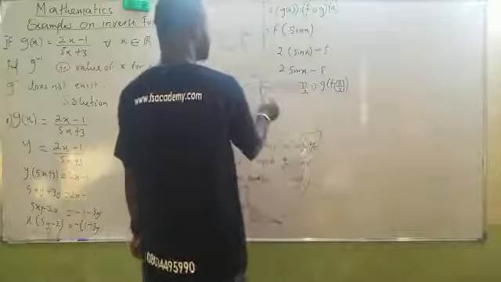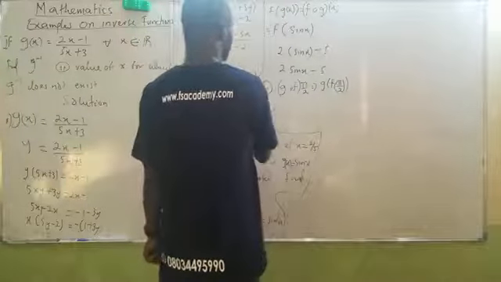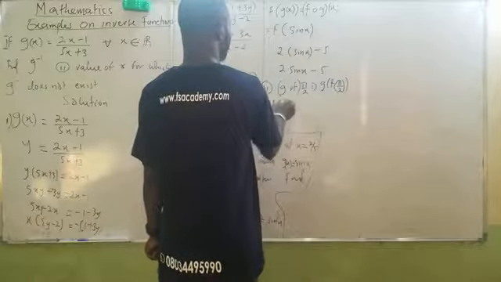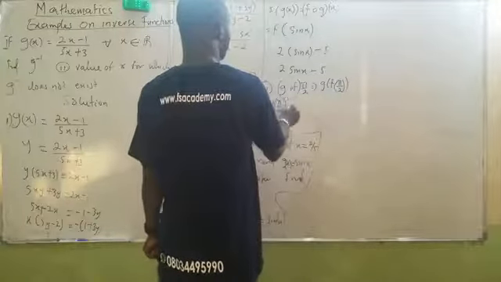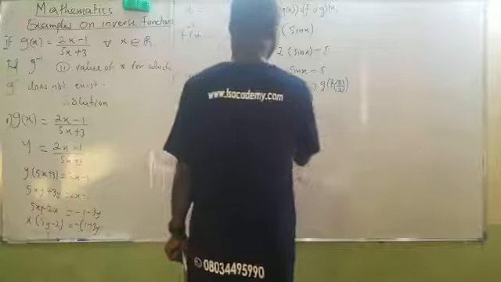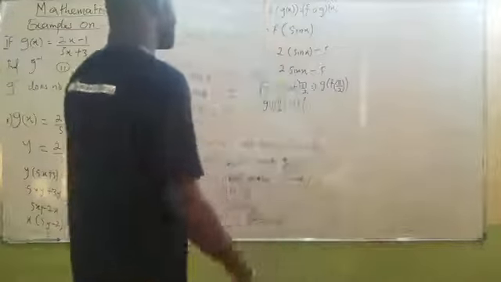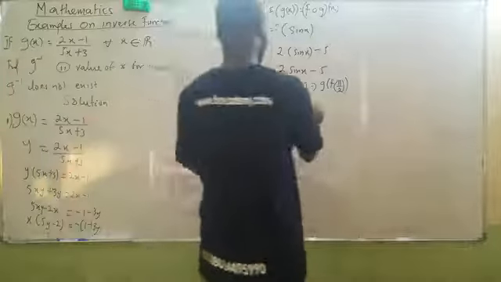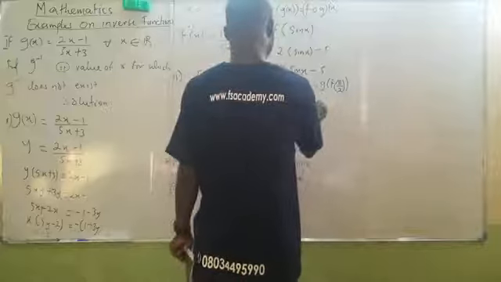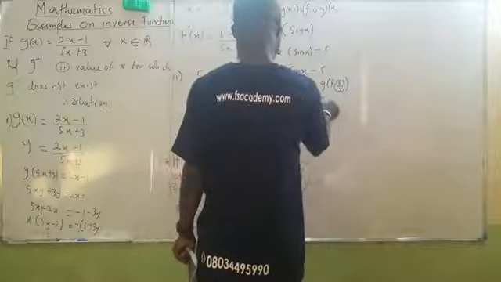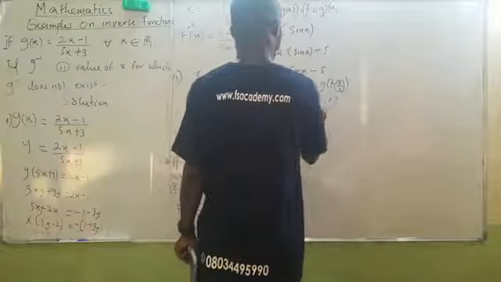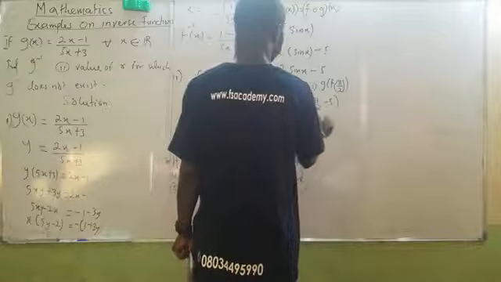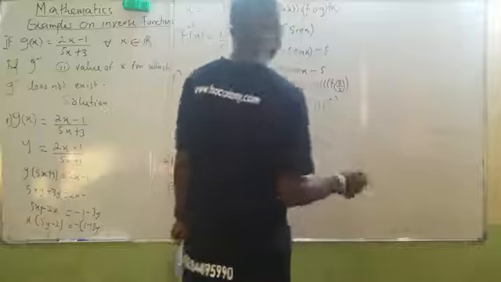Now, it means my g of pi all over 2 will be equals to, what is my g? G of, what is my f? My f is this, which I'll be having 2 pi all over 2 minus 5, which I'll be having this, which is, it will now be g of pi minus 5. Now, that is the first thing you do.